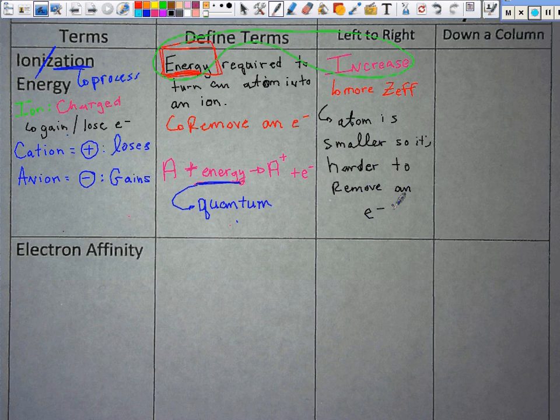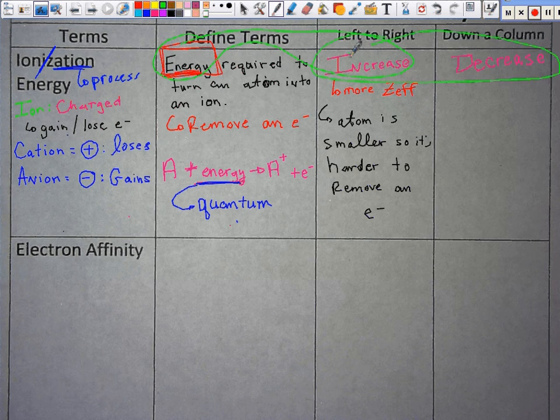So what do you think happens if you go down a column? It decreases. Very good. What specifically decreases? The energy. How easy it gets. Now, if we go left to right, the atom itself gets smaller and smaller. What happens as you go down a column? It gets bigger and bigger.